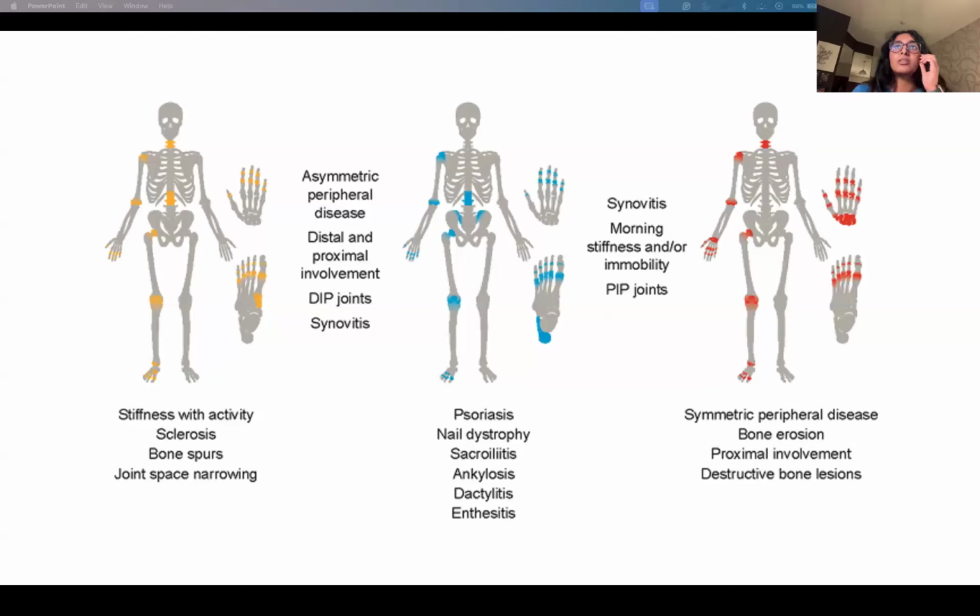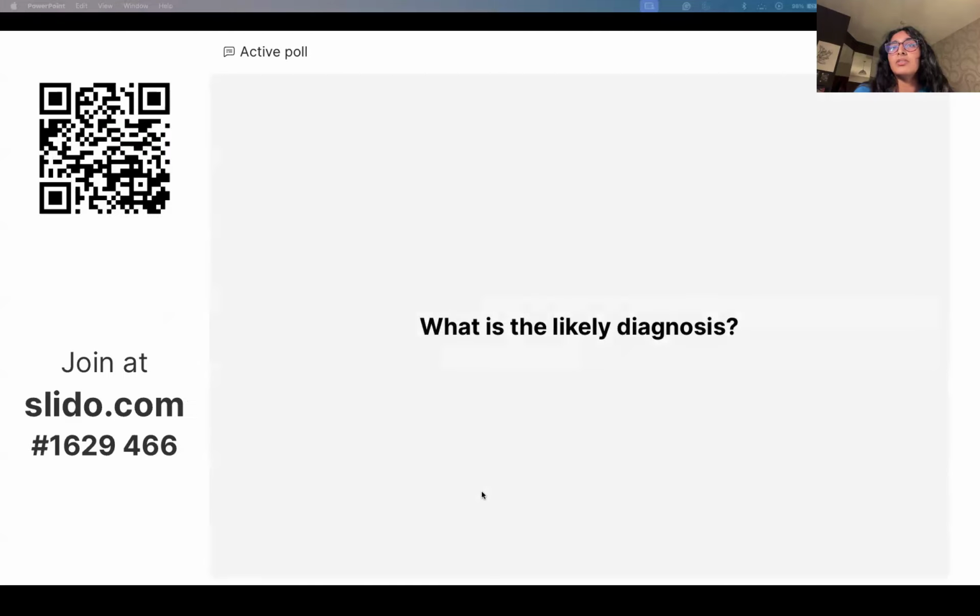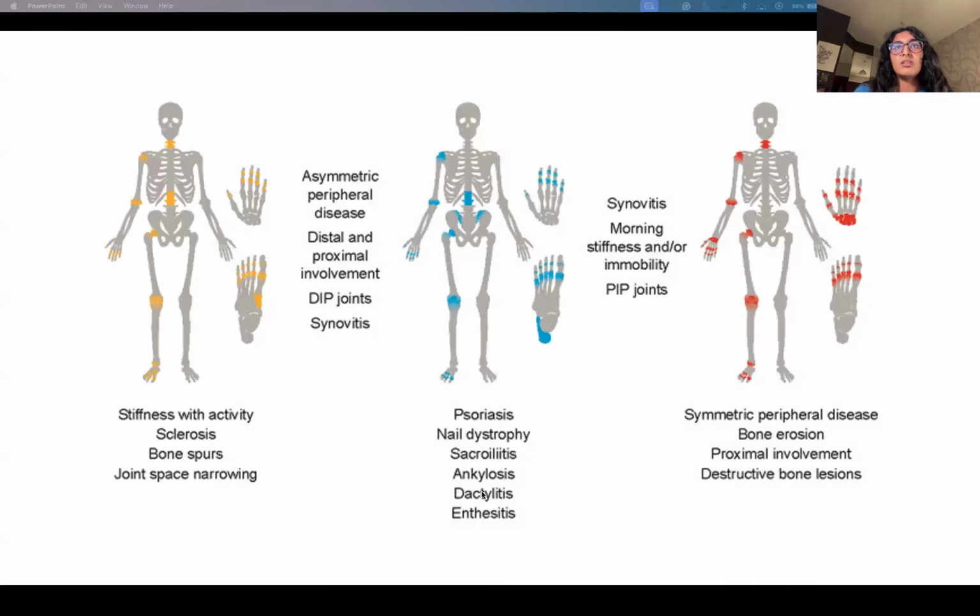So now we've got some spreads of disease. We're going to try and figure out how to do this. If you can look on your Slido and try and figure out which diagnosis would match with each of these, I'll move on to the next slide, but I'll give you a few minutes to look at this. I'll give you 1 minute and then you can type in what you think would be each of these diagnoses.